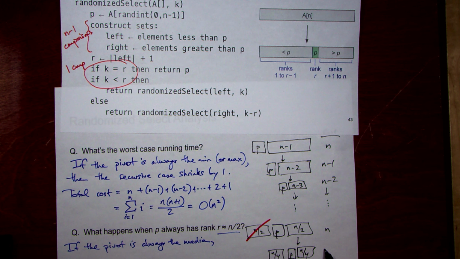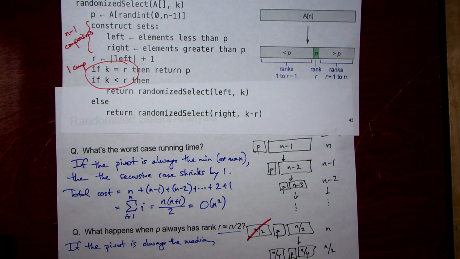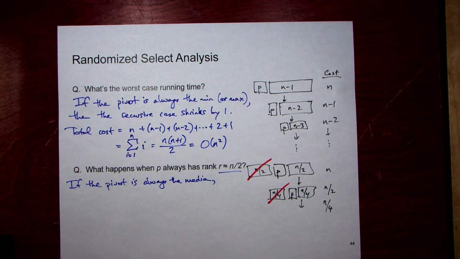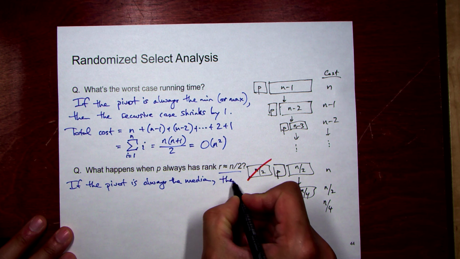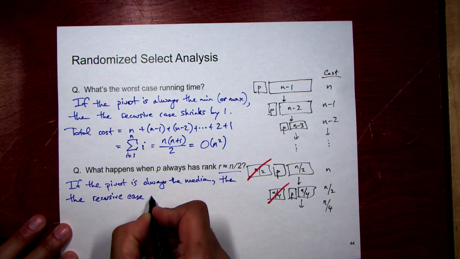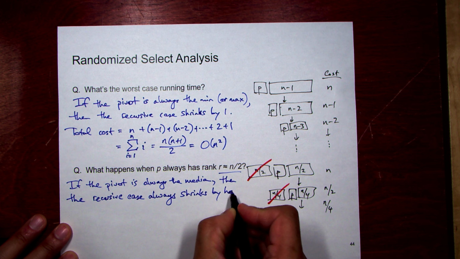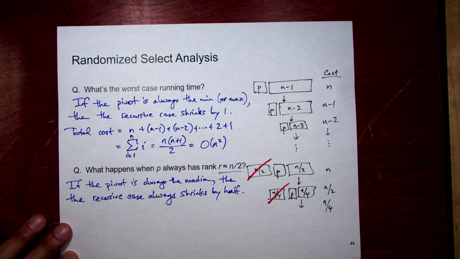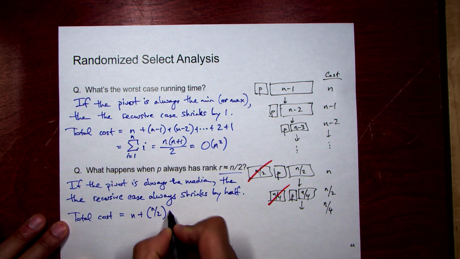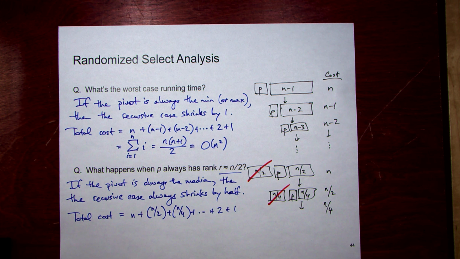Okay, you pay roughly n over 2, but again, half of it disappears, right? And then the next call will pay n over 4, and then half of it disappears, and half of it disappears. Okay, so that's a really good case. So the recursive case always shrinks by half. And the total cost here is around n plus n over 2 plus n over 4 plus n over 8 plus dot dot dot plus 2 plus 1. Right, subject to some rounding error.